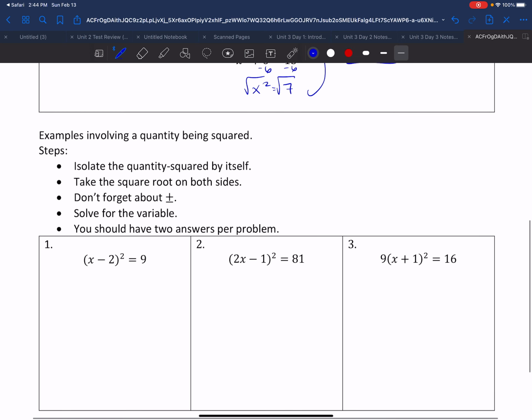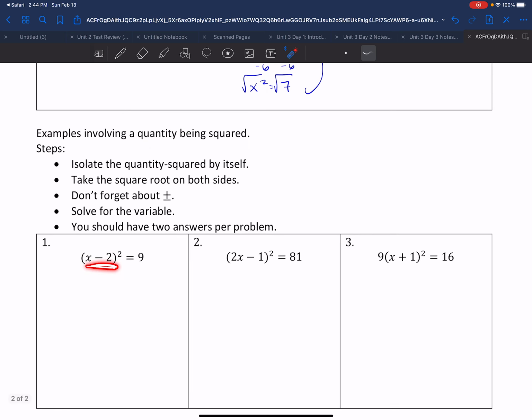Examples involving a quantity being squared. Remember when I keep saying quantity, I'm talking about these parentheses, right? Parentheses squared. If we have something like this whole thing, this is actually one number after we subtract, right? So think about this as one number, x minus 2 quantity squared. So this whole thing here is being squared.